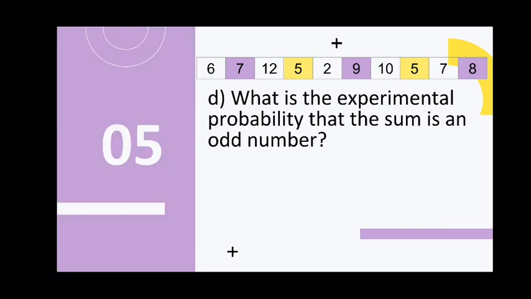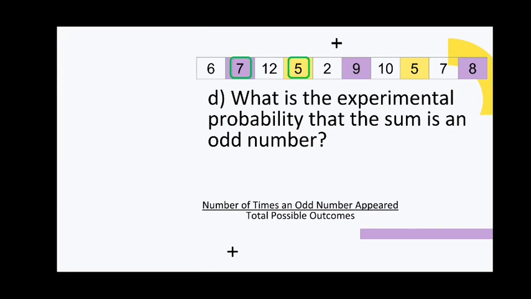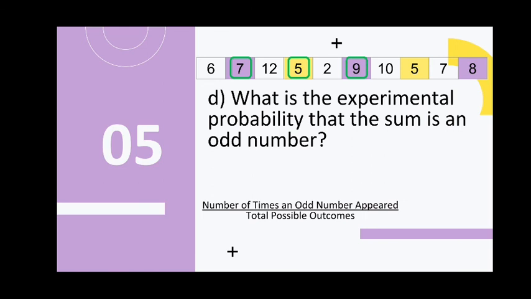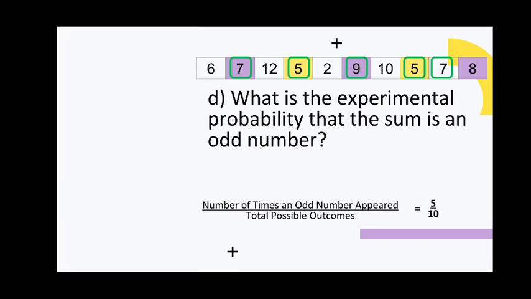Next, what is the experimental probability that the sum is an odd number? Now again, when we say odd number, yung number na yon ay hindi exactly divisible by 2. So we need to know the number of times an odd number appeared and the total possible outcomes. So i-identify muna natin kung ano-ano ba ang mga odd numbers dito. At ang mga odd numbers na ito ay 7, 5, 9, 5, and 7. So ilan ang odd numbers? There are 5 odd numbers out of 10 total possible outcomes.